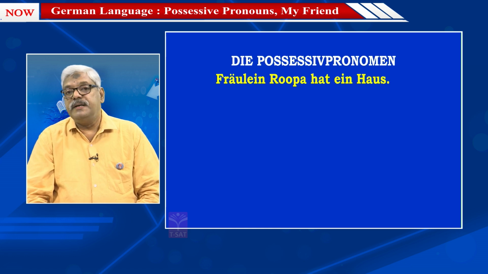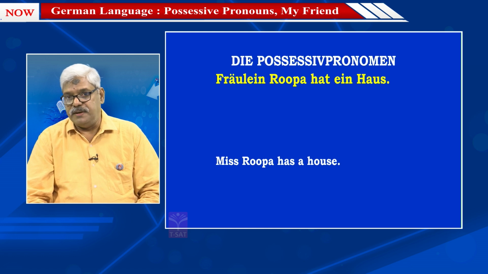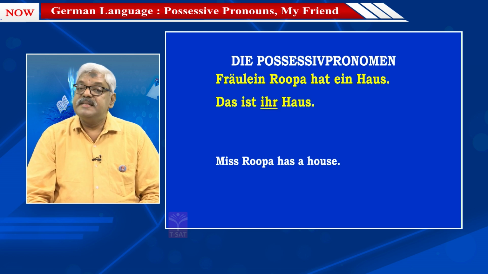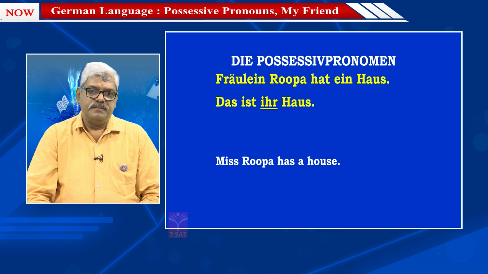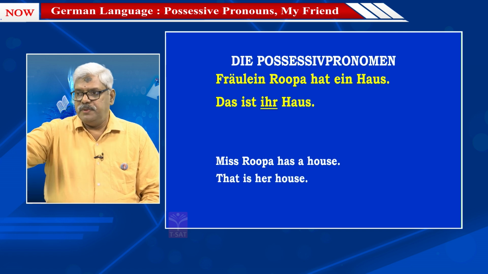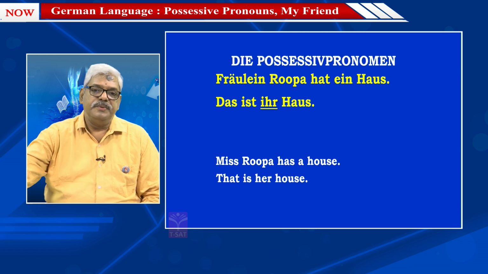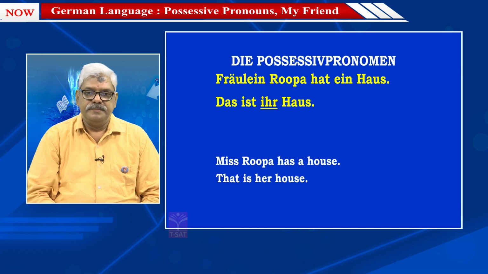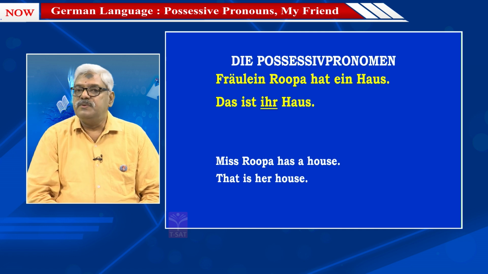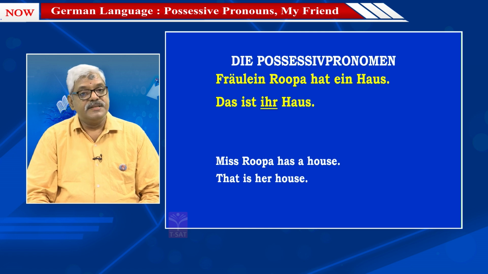Fräulein Rupa hat ein Haus, meaning Miss Rupa has a house. Das ist ihr Haus. That is her house. Now I am speaking about a girl, Fräulein Rupa. So I am speaking about her, so that's how the possessive pronoun will be ihr. The gender for house is neuter, so that's why there is no ending. It is das Haus, so no ending.